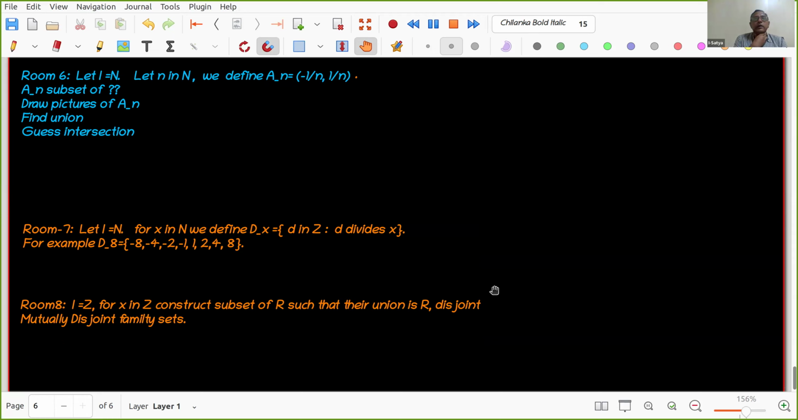Okay, room number 8, integers now. For each integer, you are constructing a subset of R, the real numbers, such that the union equals R and they are mutually disjoint. Here I have not given the sets. You need to construct the sets. Room number 8 people, a tough question you got. For each integer, you have to construct a set that is a subset of R, with union equal to the whole of R, but the intersection of any two of them is empty. Is the question clear?